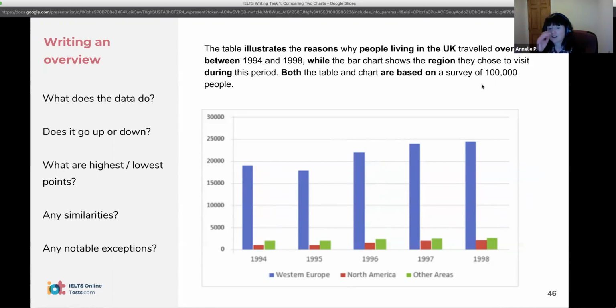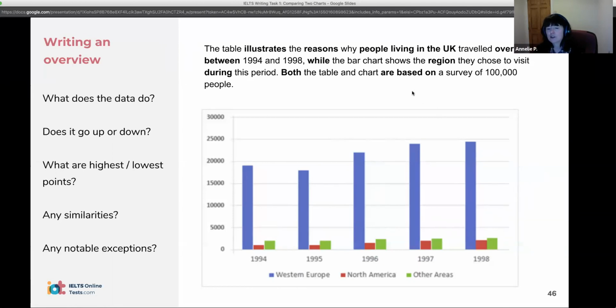Okay, so Western Europe, there was an increase in the figures for Western Europe, and as Vithya said, Western Europe is definitely the most popular. That was the most popular destination by quite a long way. Exactly as Rudolph says, Western Europe dominates. North America is the least.